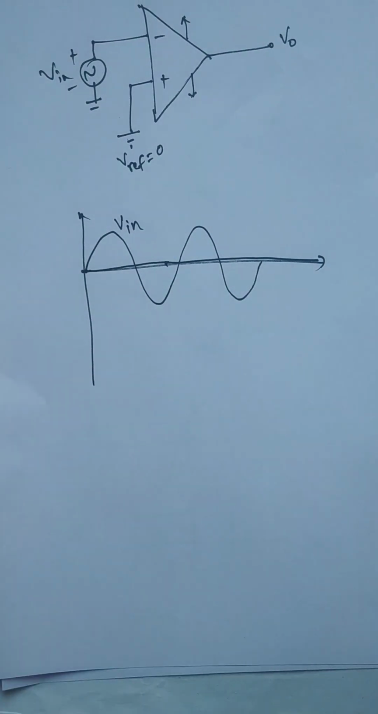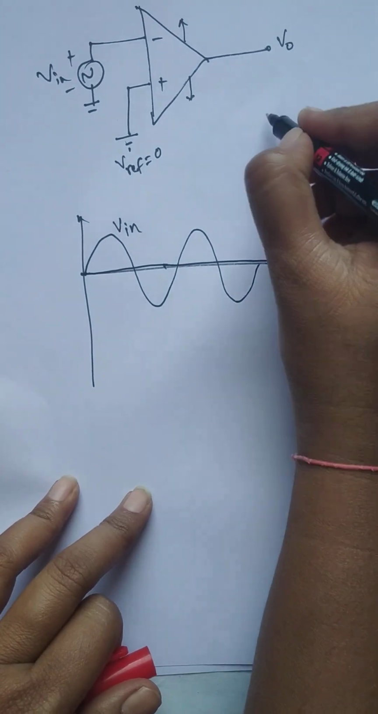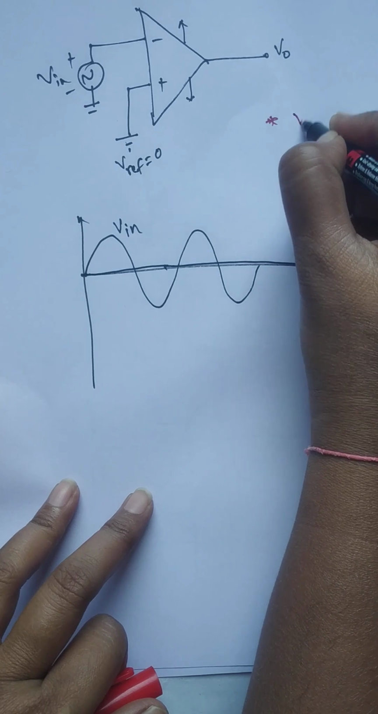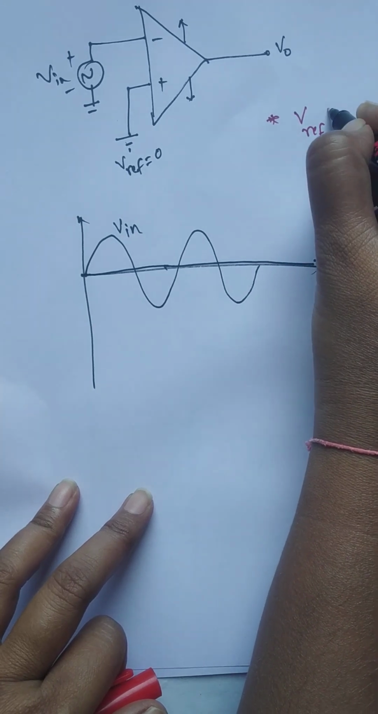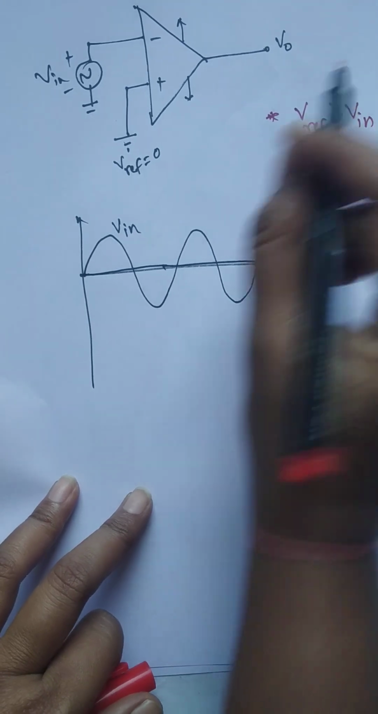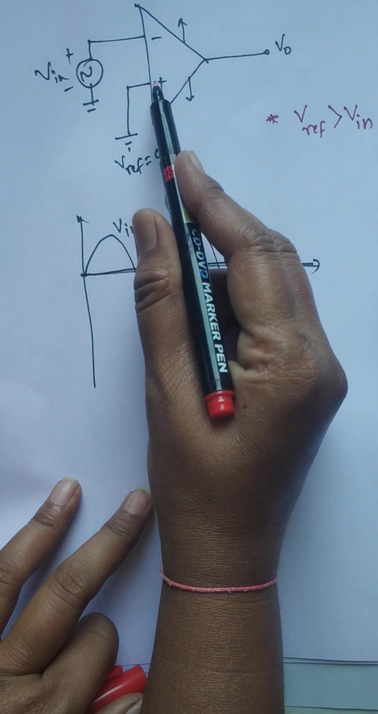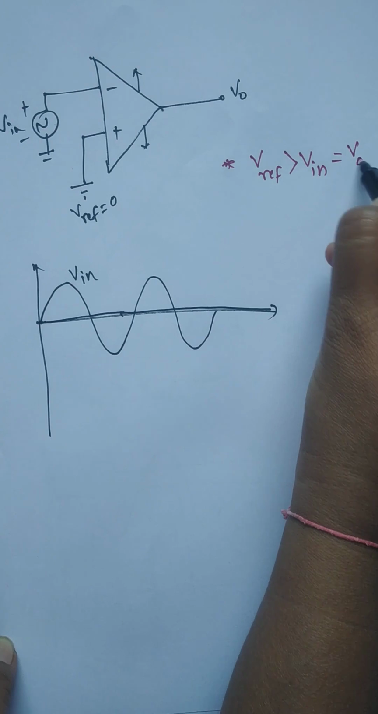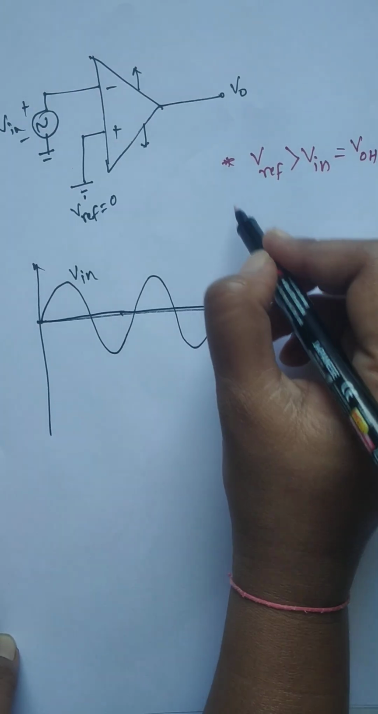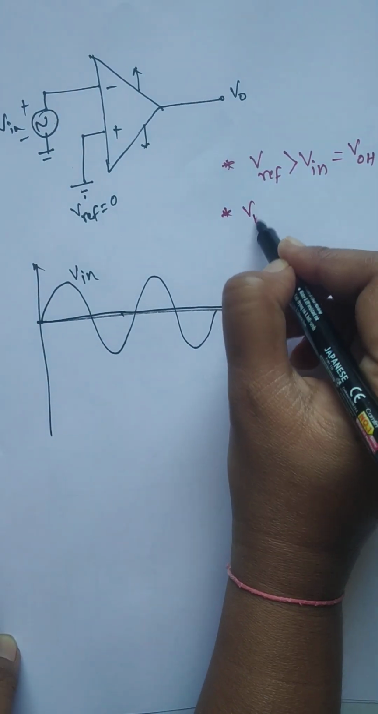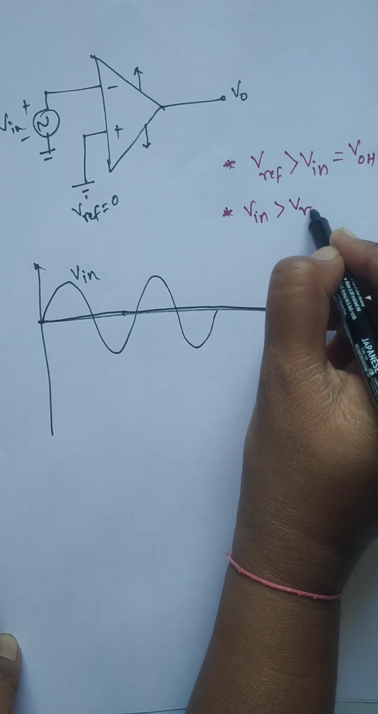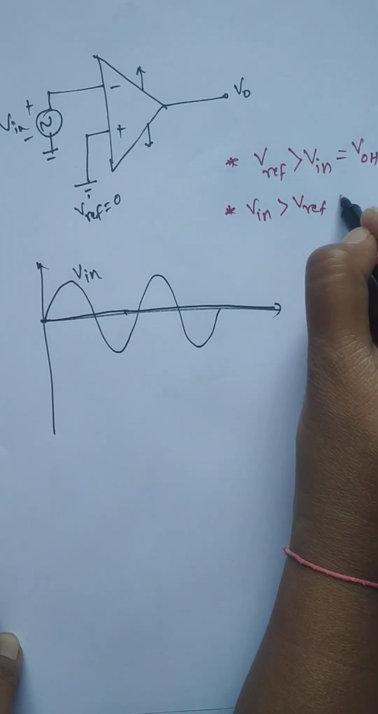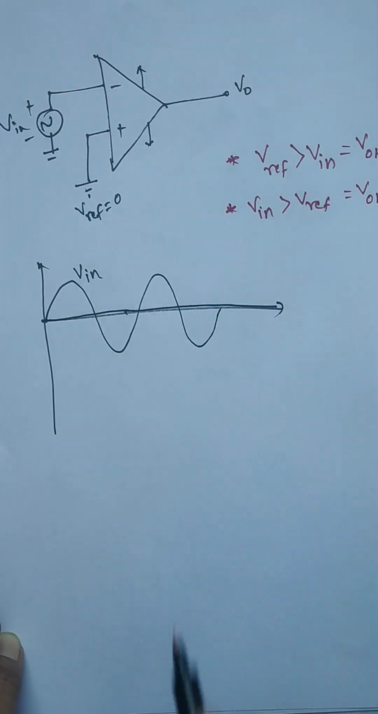So again, let us write down our conditions. First condition is if V reference is greater than V input. V reference is connected to the positive terminal, so output will of course be positive or high. And its opposite is when V in is greater than V reference, that is, V in is connected at the negative terminal, so output voltage will be negative or low.